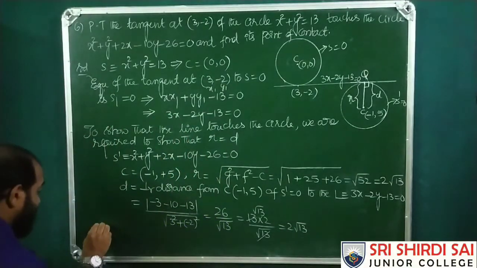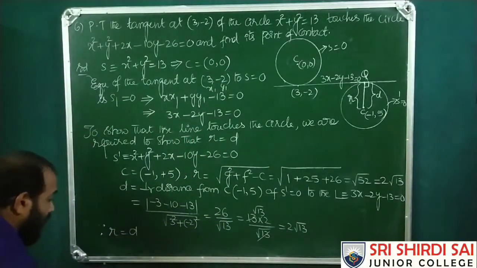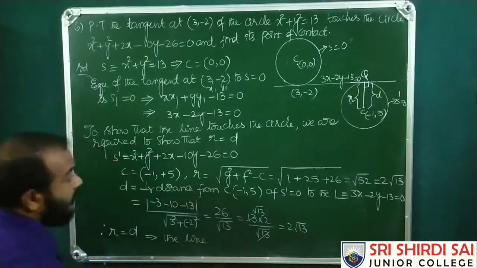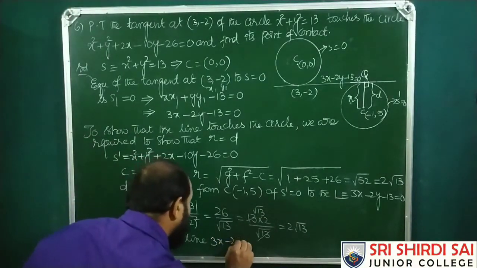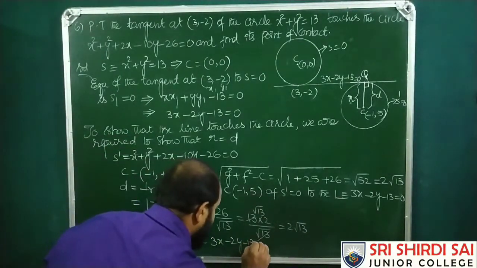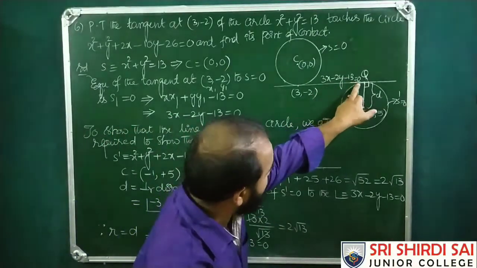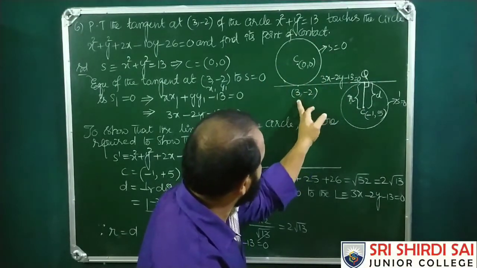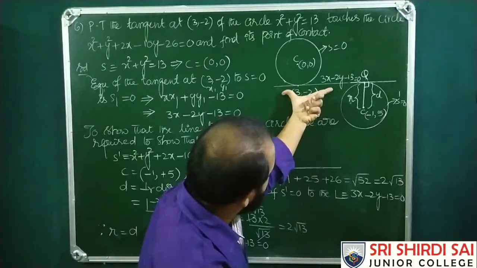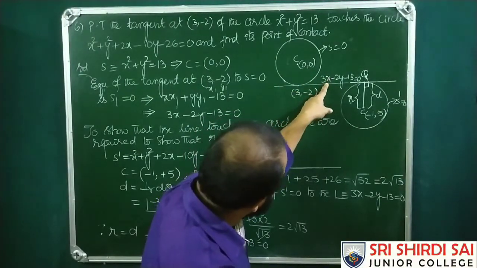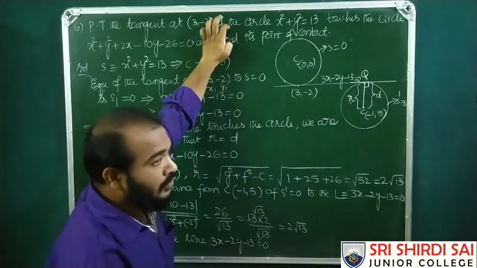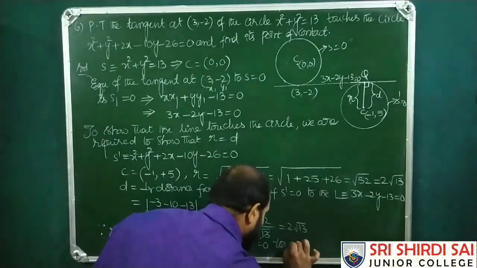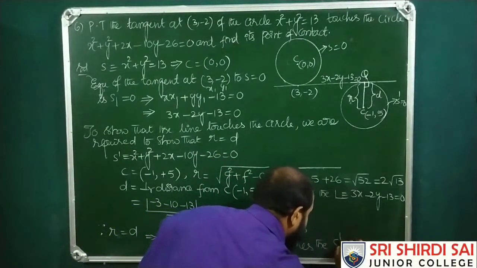Therefore, since r equals d, the line 3x - 2y - 13 = 0 is the tangent to the circle. This is the equation of the tangent, so this tangent is also a line that touches this circle. That is what we need to show: the line 3x - 2y - 13 = 0 touches the circle S' = 0.